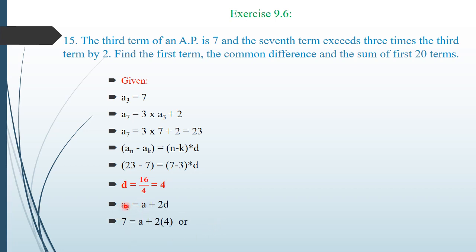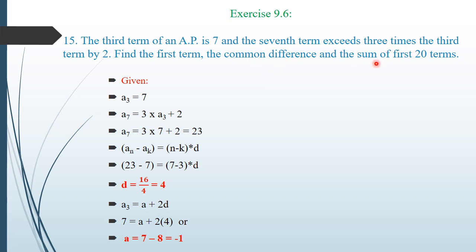I know the third term, that is a3, is equal to 7, and first term a I'll keep as it is, plus 2 into, in place of d, I'll substitute the value of d we just now calculated, that is 4. Further simplifying this, I'll get a value as minus 1 here. So we are done with the first term and we are also done with the common difference.